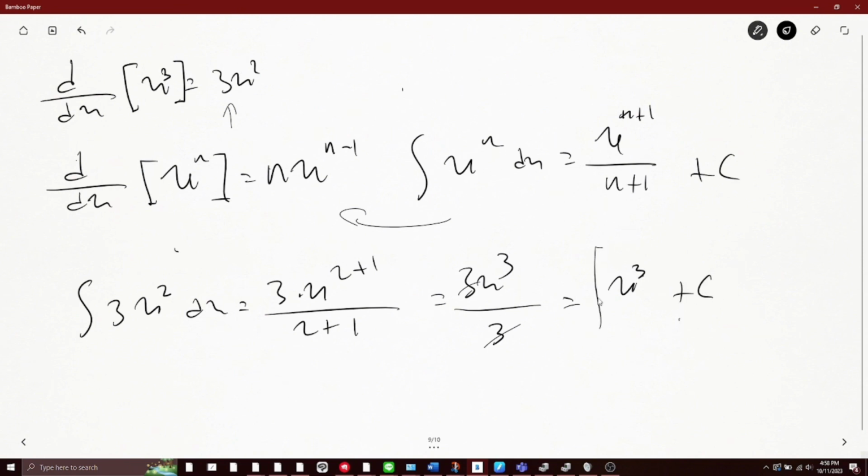If you do want to check, we can just put this into a derivative, which is going to be 3x squared plus 0, or plus nothing. So yeah, this and this are the same. With that in mind, let's try some more practice questions. Say the integral of x cubed dx.